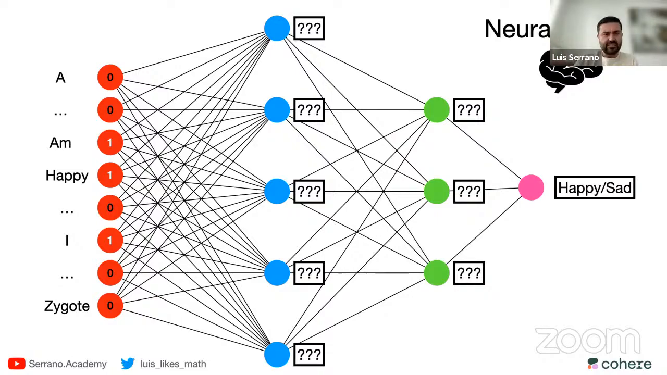Is this clear? Feel free to ask in the chat if something made no sense or anything like that. Feel free to ask at any moment. But this is the idea, and this is kind of how I picture a neural network.